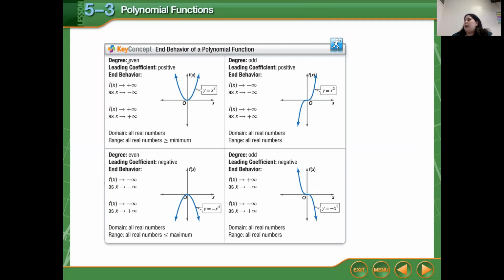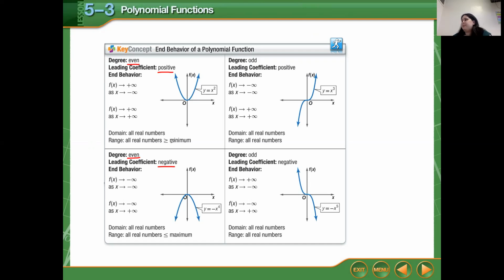Now we take a look at, is it a positive or a negative leading coefficient? And this basically tells me if it's right side up or upside down. For evens, your end behavior as you go left and right is going to be the same. If the leading coefficient is positive, they're both going to be going up. If the leading coefficient is negative, they're both going to point down. And in all of these, our domain can be all real numbers, but in even functions, we have a limitation on our range.